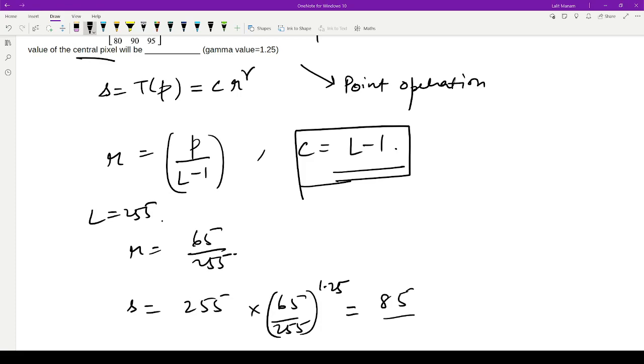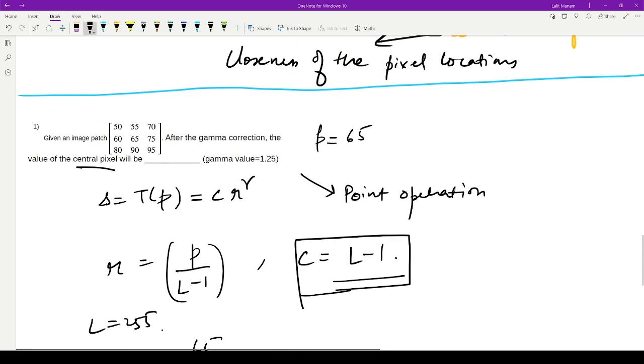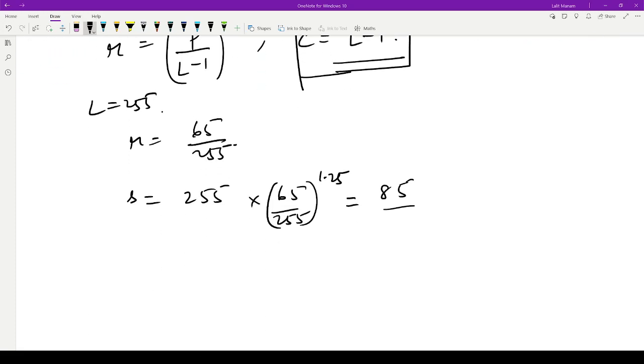Okay, so I hope the question is clear. I just made a mistake initially that this is a function of P. It is again a point operator, there is no problem with that. But this specific R is not the grayscale value, it's the relative value with respect to the highest permissible value. Okay, then we move on to the next question.